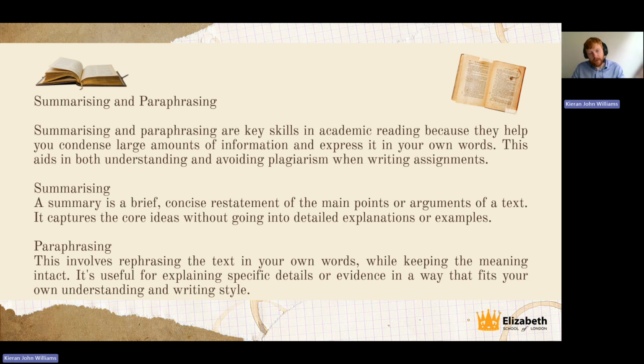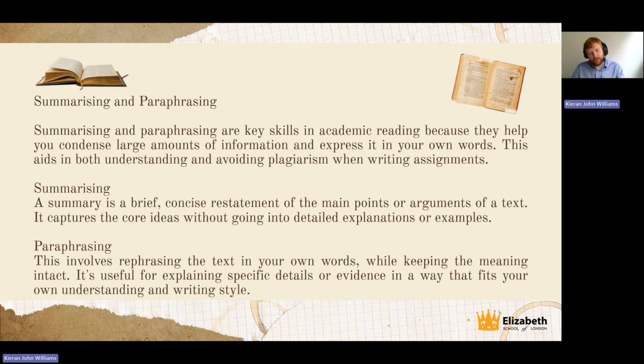So take what you have read and try to put it into 1, 2, 3 sentences and simply explain the main arguments, the main points of what you've just read. If you can do that, then it means you've understood it correctly.